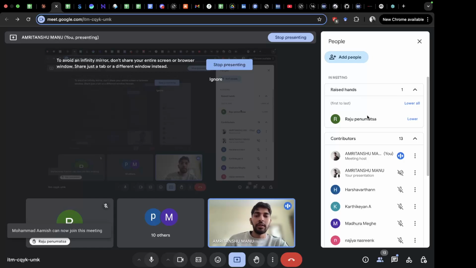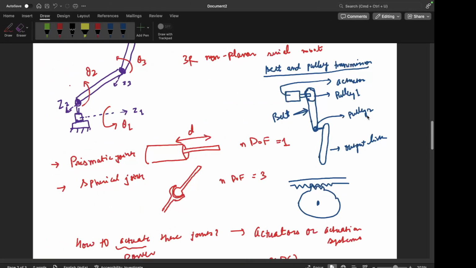Yes, Raju, you can ask your question if you have any. Motion will be. Can you explain a bit more in what sense you are saying motion will be decreased? No, you can design it in a way that still allows.